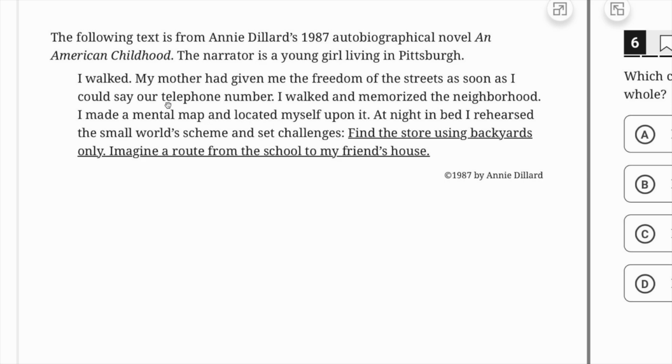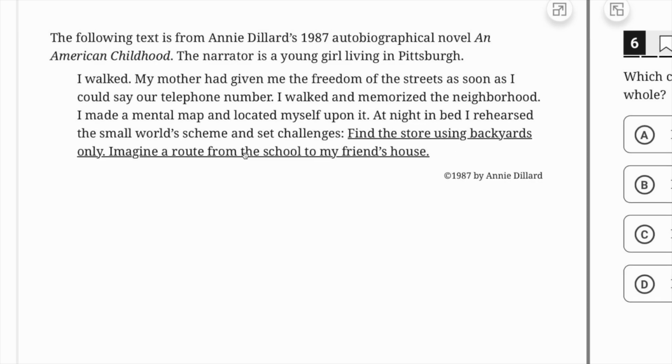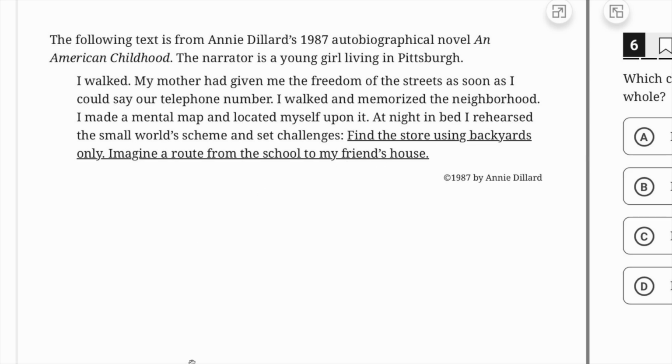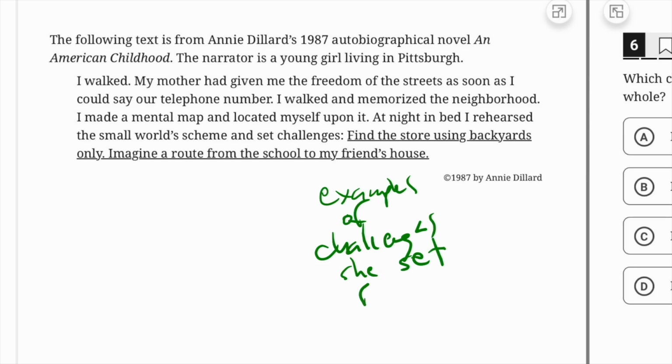So I did two things: rehearse the small world's scheme and set, or create, challenges. "Find the store using backyards only. Imagine a route from the school to my friend's house." Okay, so those are examples of challenges that she set for herself, challenges in terms of navigating the neighborhood.